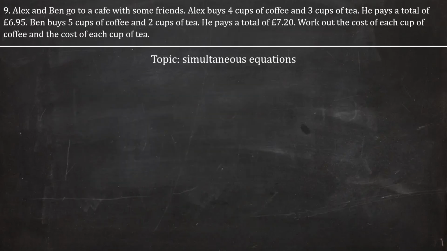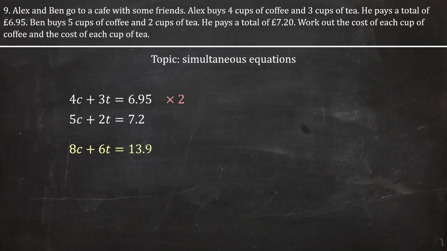Question 9, we have a simultaneous equations question. So first let's set up the equations. 4 cups of coffee and 3 teas is 6.95, 5 coffees and 2 teas are 7.20. Now we can't add or subtract because we don't have matching coefficients, so let's get that first. I'm going to multiply the top one by 2, which gives me 8c plus 6t equals 13.9. I'm going to multiply the bottom one by 3, which gives me 15c plus 6t equals 21.6.